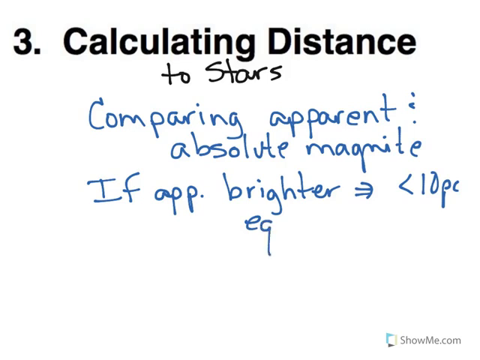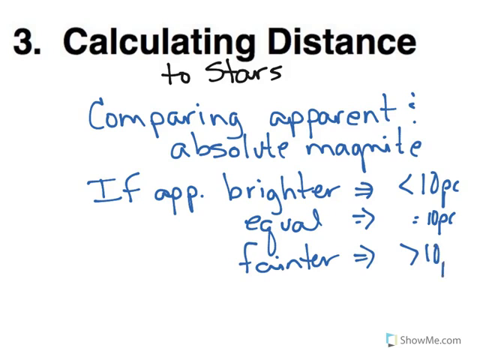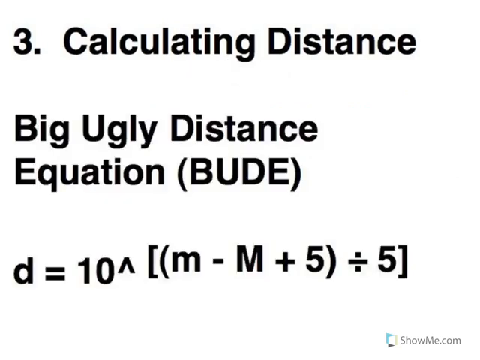If they're equal, then it is 10 parsecs away. And if apparent is fainter, then it's going to be more than 10 parsecs away. Now we're going to actually get solid numbers instead of just this greater than or less than relationship. And so to do this, we're going to use what I have dubbed the big ugly distance equation, or BUDDY for short. This is definitely the ugliest equation you will see in astronomy too.